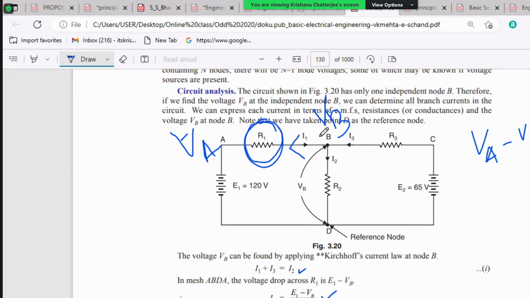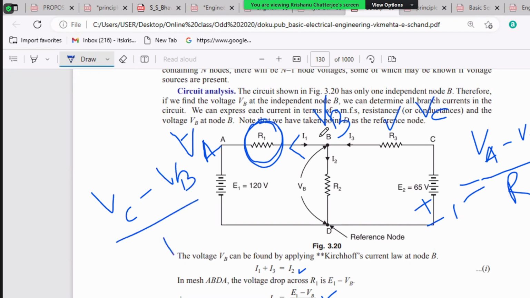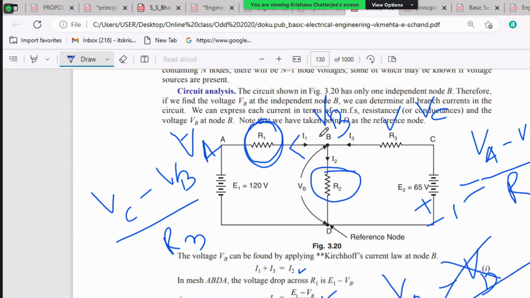And potential drop divided by the resistance is the current I1. Is this clear? Yes sir. Potential drop VC minus VB is the potential drop at R3, divided by the resistance R3 will be the current I3. Potential drop VB minus VD, this is the potential drop over here. Since VD is 0, we are not taking this one. Divided by R2 will be the current I2.